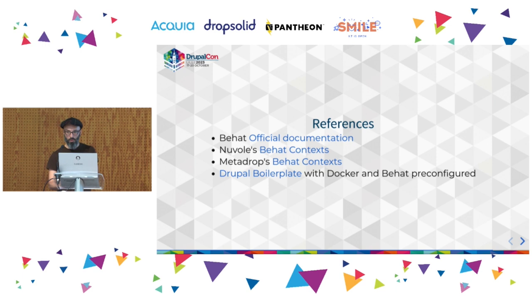So using these two contexts, you will have a lot of steps that will make your tests much easier to create, okay? And also, this is the Drupal boilerplate. It's a tool that we have created. It's based on Gatsby. It has containers with all that is required for running Drupal. And it's nice because you can just run a command and you will have a local environment with Docker and Behat pre-configured, along with other tools like Backstop.js. But the most important thing is that you will have Behat ready to play with, because as I said before, Behat sometimes is hard to configure. So at the beginning it can be a little bit frustrating, but using this, you just run a command and you will have Behat ready to run. Okay.